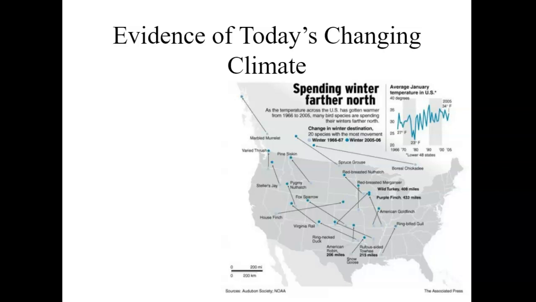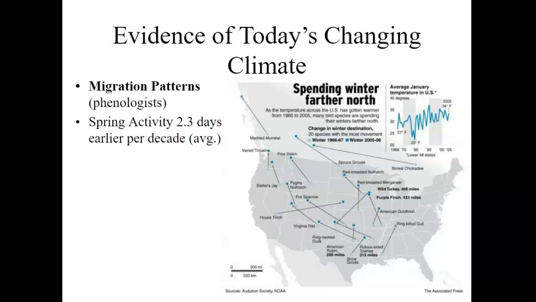We had this as a bell ringer, but birds are spending their winters further north because it's warmer, and that means there's available food for them. So phenologists studying migratory species know there's direct evidence of a warming climate.